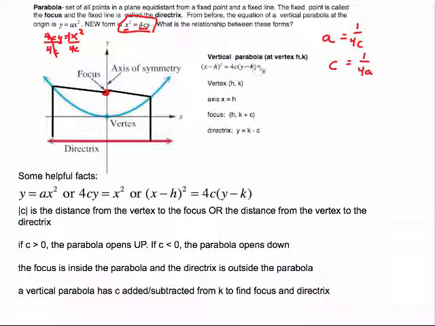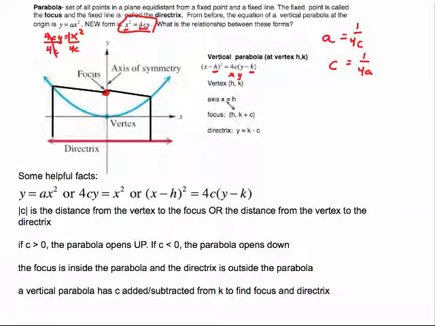So standard form for the vertical parabola with vertex (h, k) is this right here. (x minus h) squared equals 4c times (y minus k). The vertex is (h, k), h is with x, k is with y. Nice and convenient. It is alphabetical order. x comes before y, h comes before k. Also, we need to change the sign just like we did with circles.